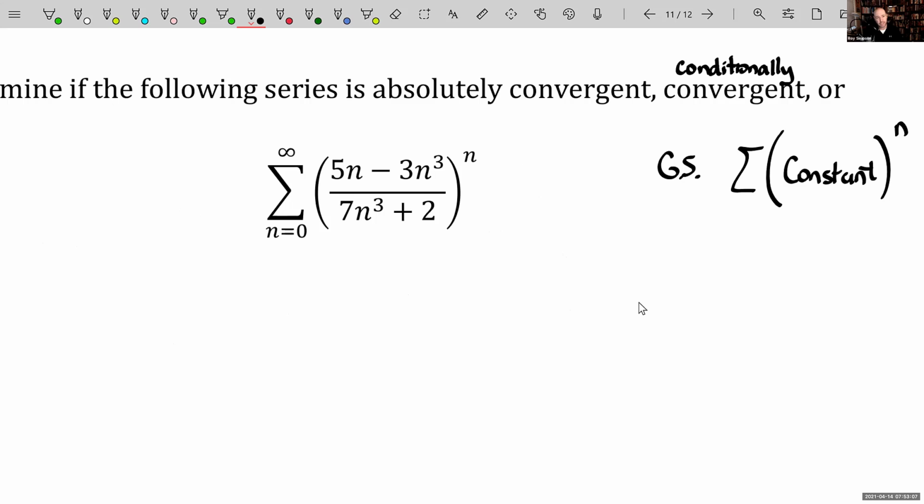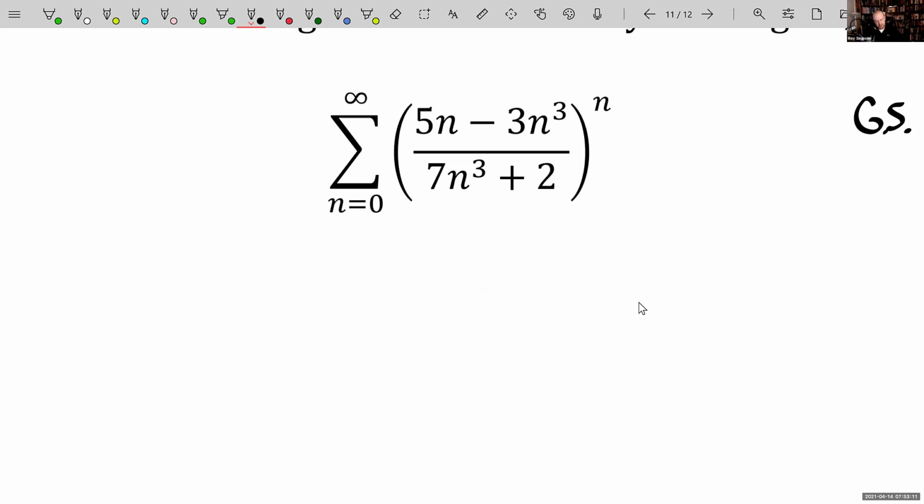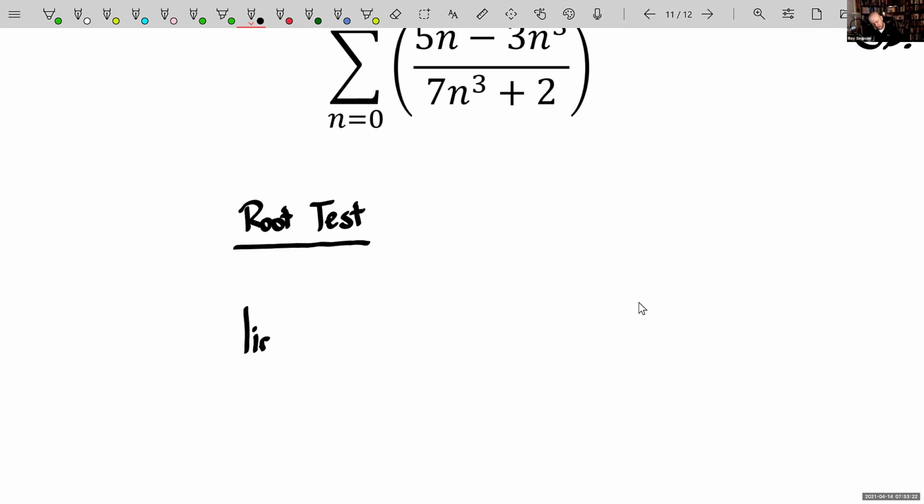Let's go ahead and do the root test. There's no real condition to using the root test. It's just recognizing it's the nth power. So let's do the root test here. Let's take the limit as n tends to infinity of the nth root of the absolute value of a sub n.